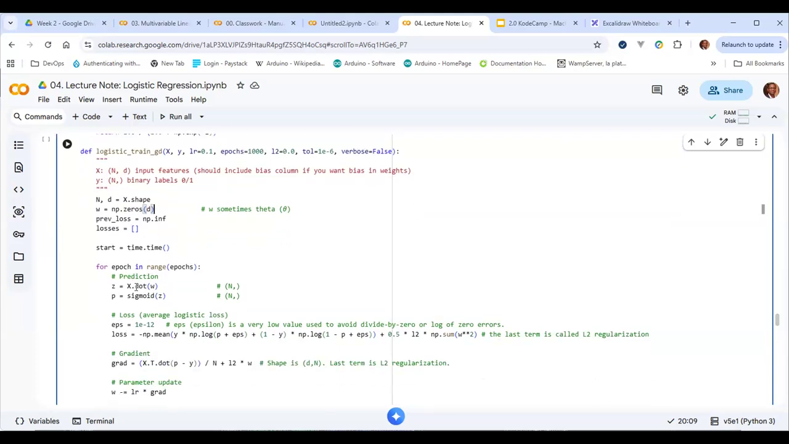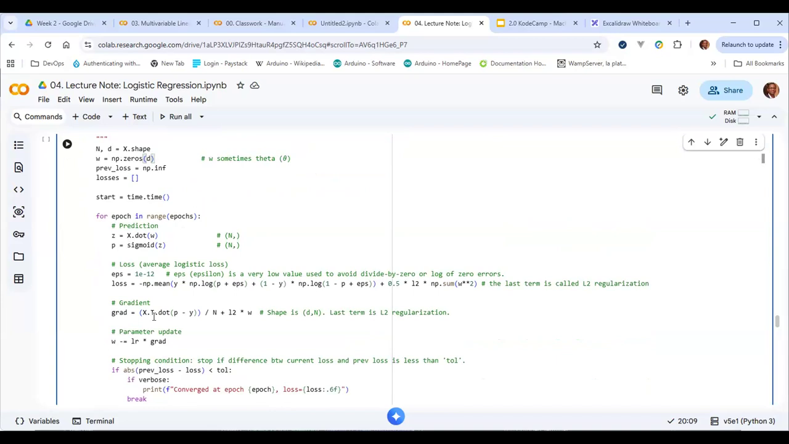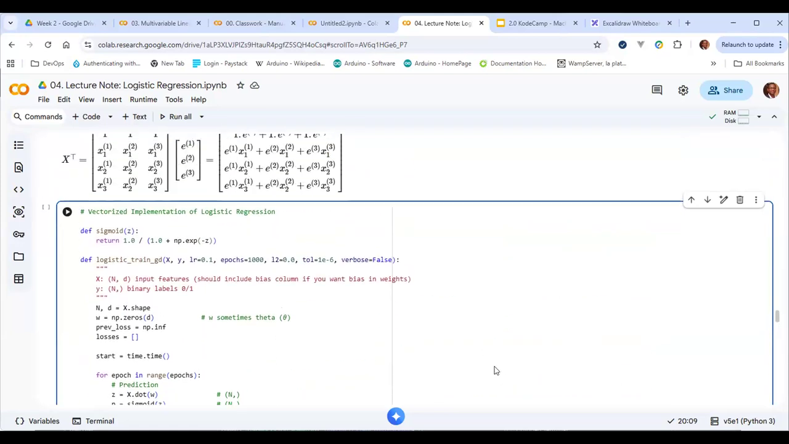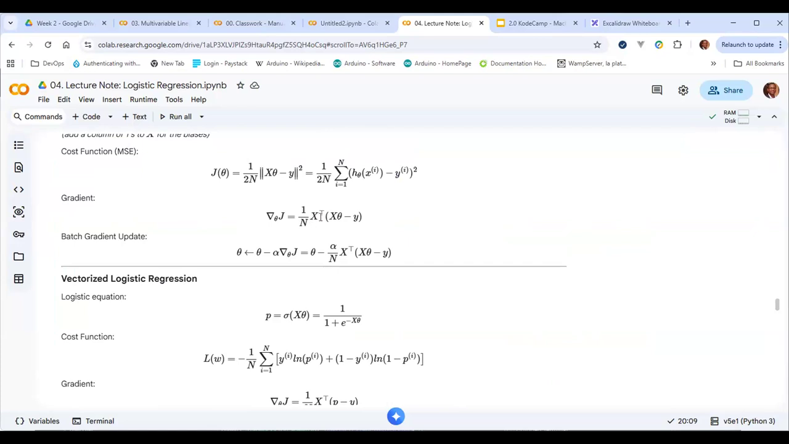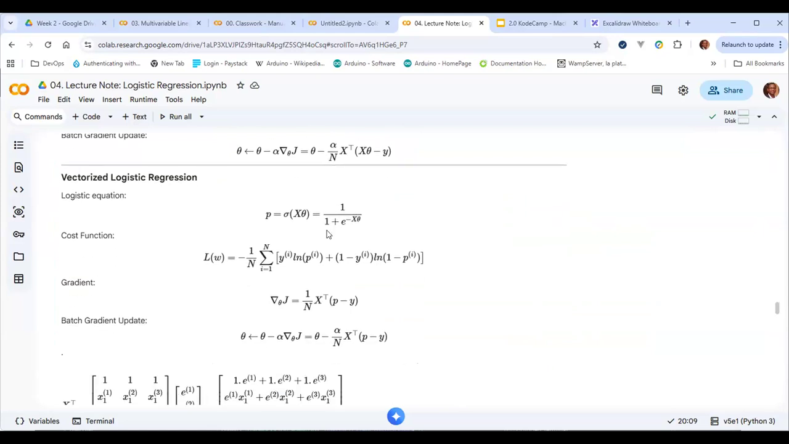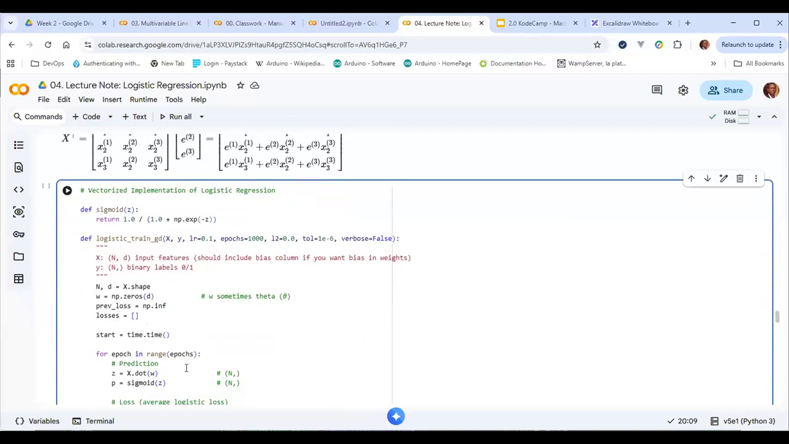But you see that there are no loops. The only loop is a training loop. You see that the gradient is a single function. We didn't do three different gradient calculations. We did a single gradient calculation, and we did the x transpose dot p minus y, which is a key element. You need to remember that. Remember, x theta is either y hat if it is linear regression, or x theta sigmoid is p. So x transpose dot p minus y. That's what we did here.